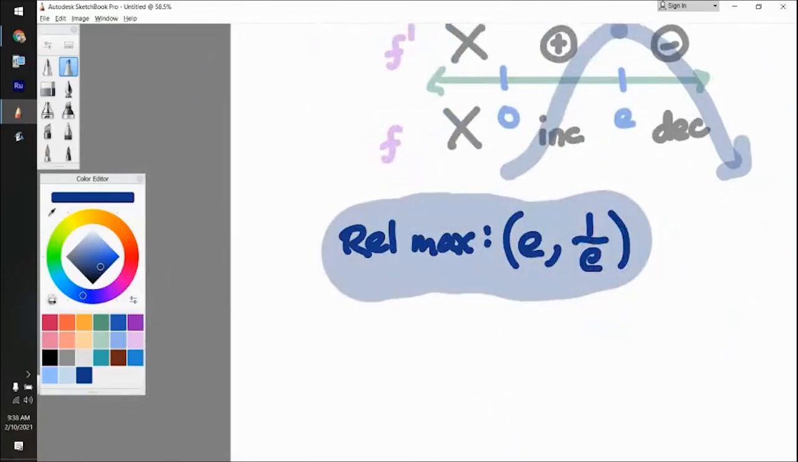There is no relative min, so you don't need to write anything down. If it did ask for absolute max, you could write that down as well. Absolute and relative max are the same point.